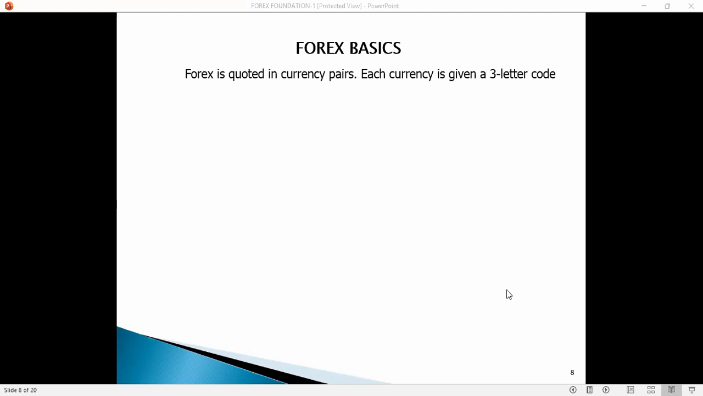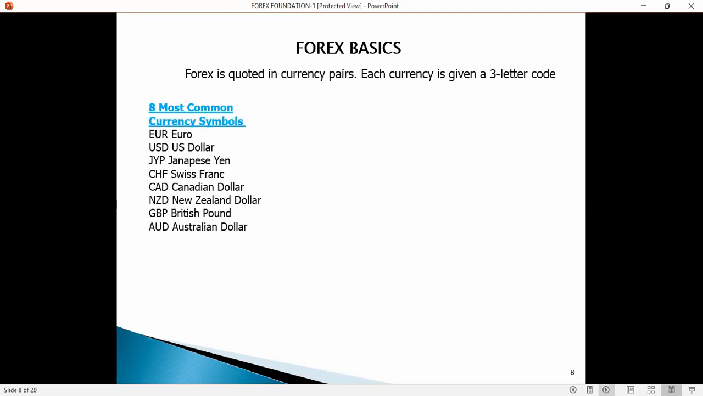Okay, so let's keep moving. Let's talk about Forex basics. It is important for you guys to know that Forex is quoted in currency pairs. Each currency is given a 3-letter code.